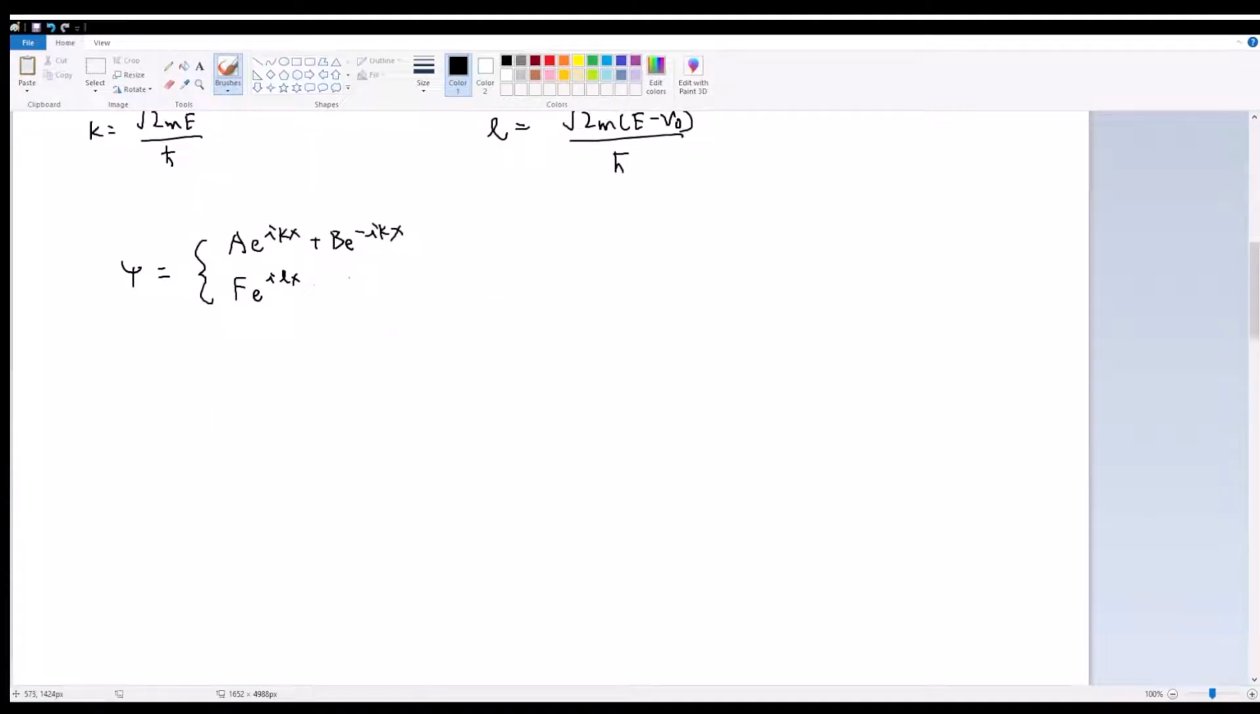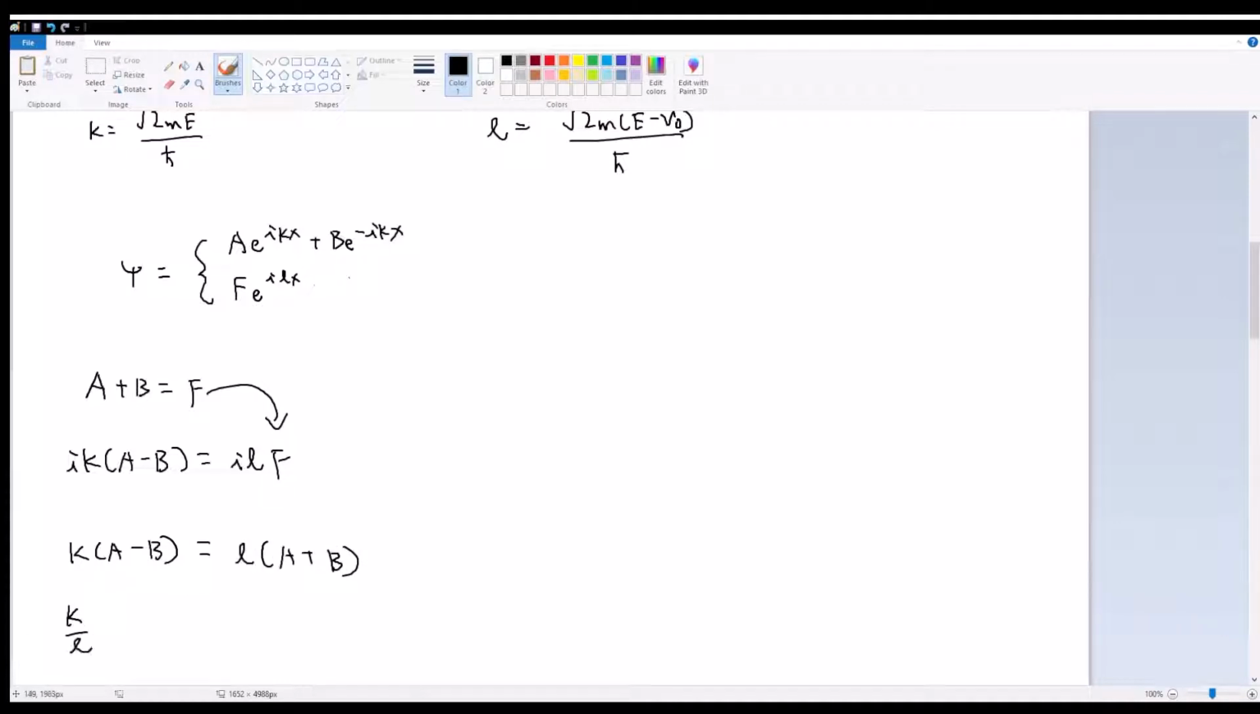Now, if we want the reflection coefficient, we have to apply boundary conditions. So continuity of psi is going to give us that A plus B is equal to F, and continuity of the derivative of psi is going to give us that ik times (A minus B) is going to equal il times F. So if we plug F into here, then we get k times (A minus B) is going to equal L times (A plus B), or k over L times (A minus B) is equal to A plus B.